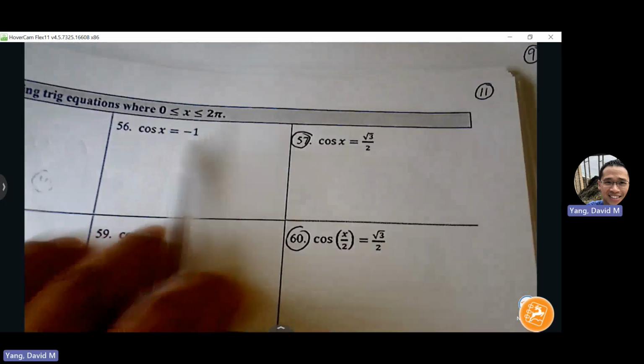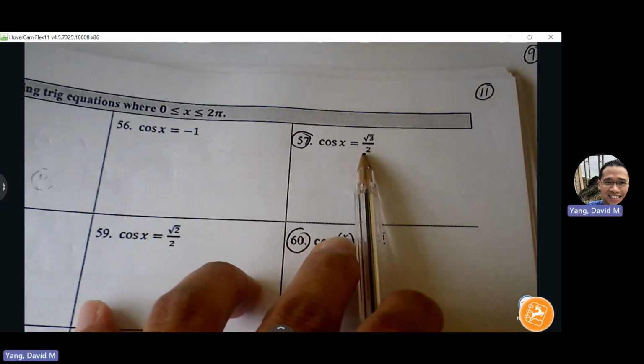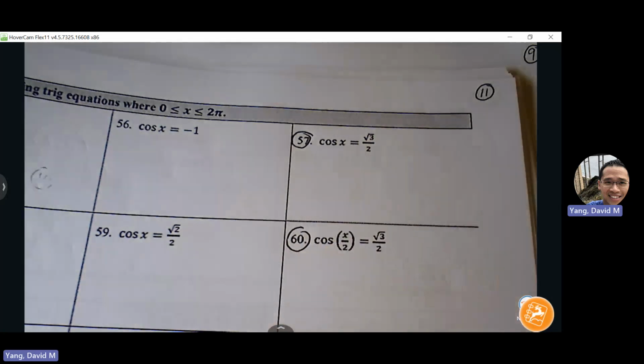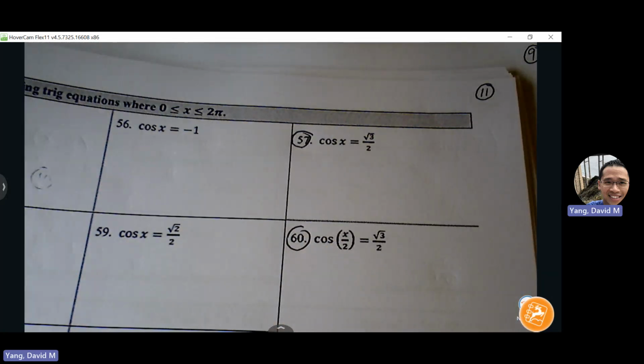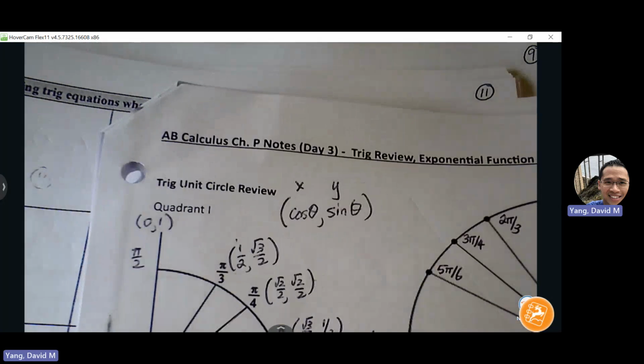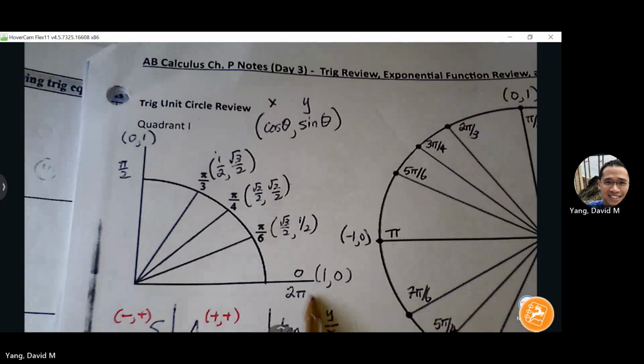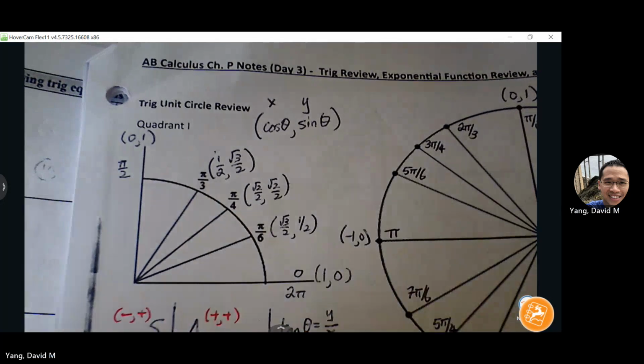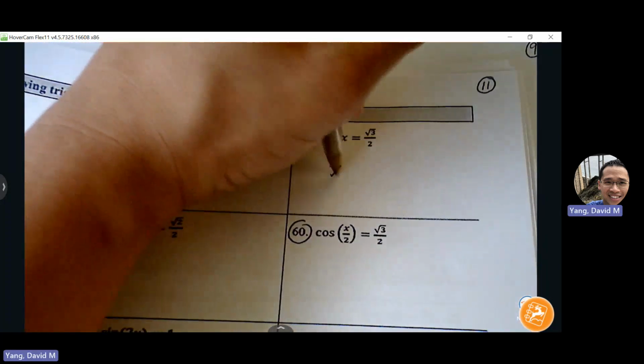So we only want to produce solutions between 0 and 2 pi. And so first, cosine is equal to √3/2. Well, we know that when cosine is √3/2, that's going to be in that pi over 6 family. So we can say pi over 6.